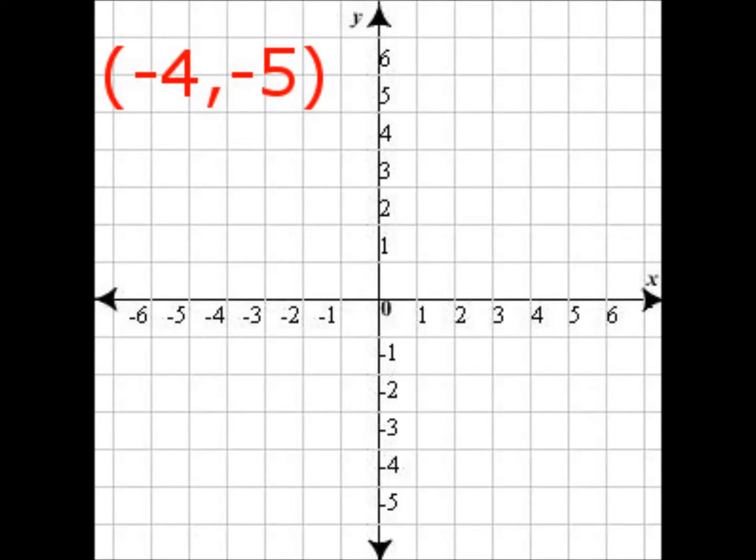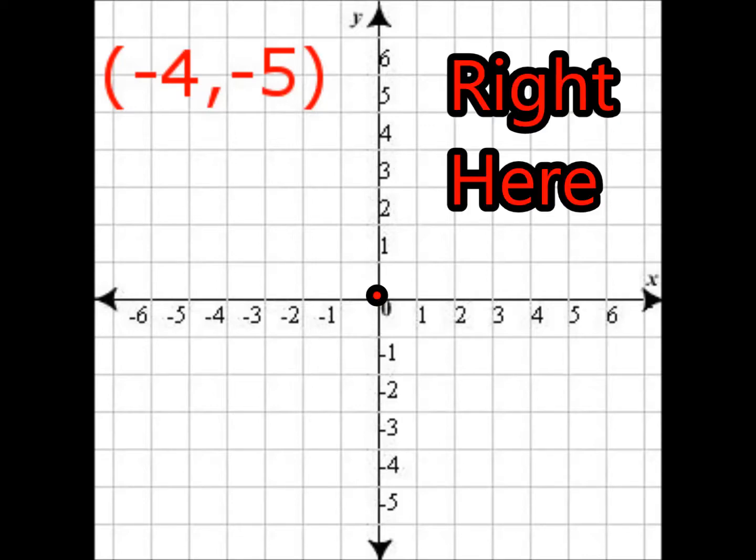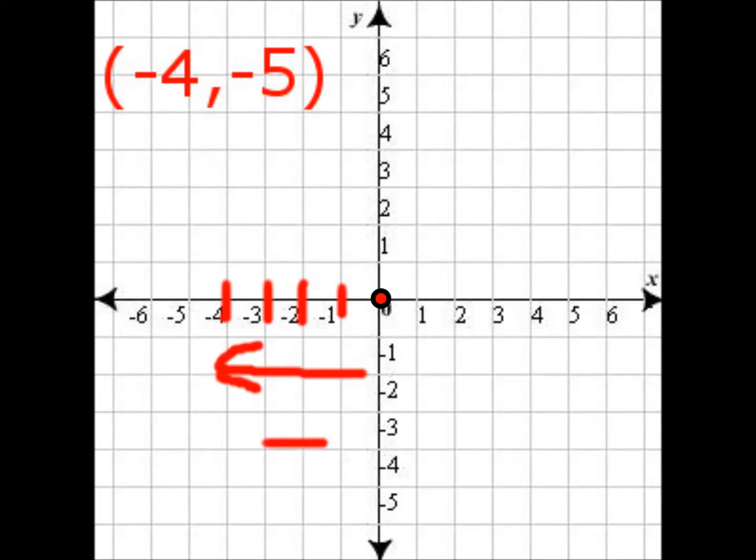You did good on the first one, so let's try another one. Our next ordered pair is negative 4, negative 5. The first step is starting at the origin. The next step is looking at the x value. We have an x value of negative 4, and since we know the negative x values are to the left of the origin, we will start at the origin and move 4 spaces to the left, leaving us at the coordinate point negative 4, 0.